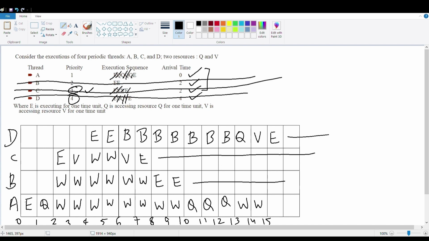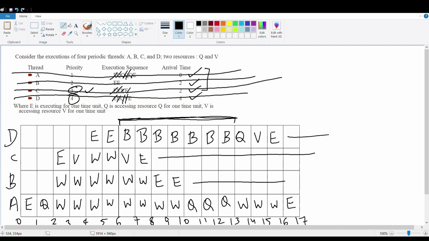Now at 16 there is just one process in the system, A, and A will execute E and go out from the system, right? So this is the process. Which process is blocked in this system? Process D is blocked from 6 to 13. So this is the answer of this question: process D is blocked from 6 to 13, right?